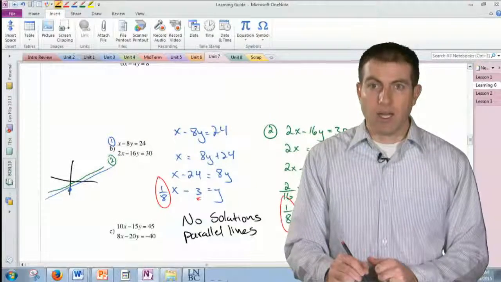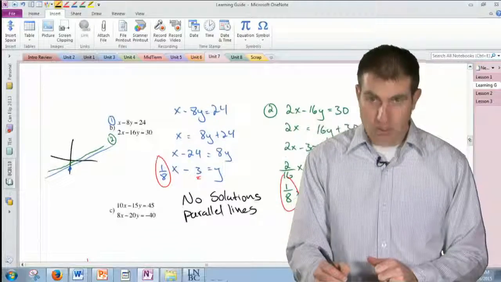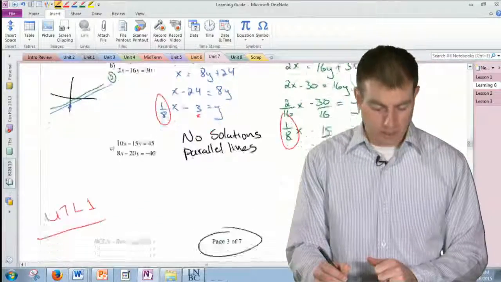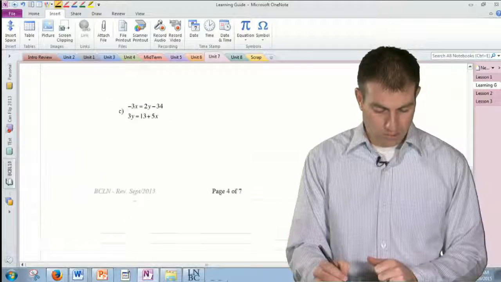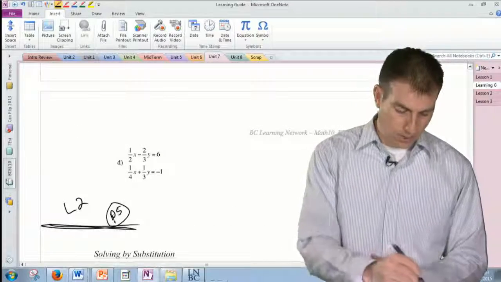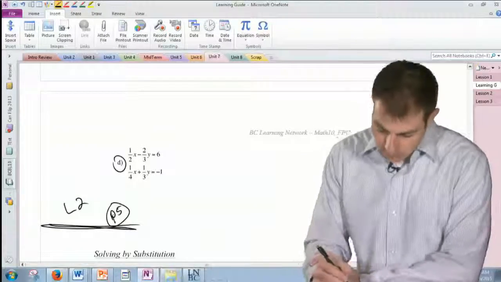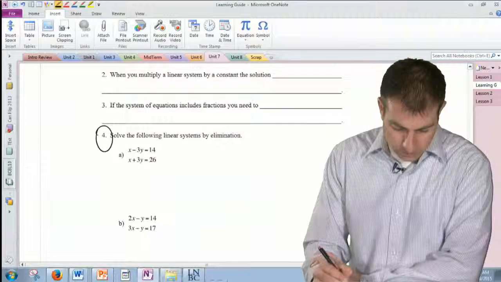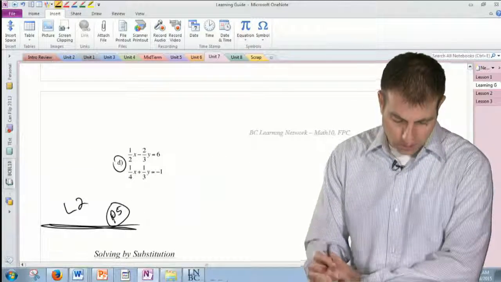All right, page 5D. I'm not sure what that is, 4, 5. Oh, it's the only one there. And what are we doing here? Solve the system by elimination. Okay.